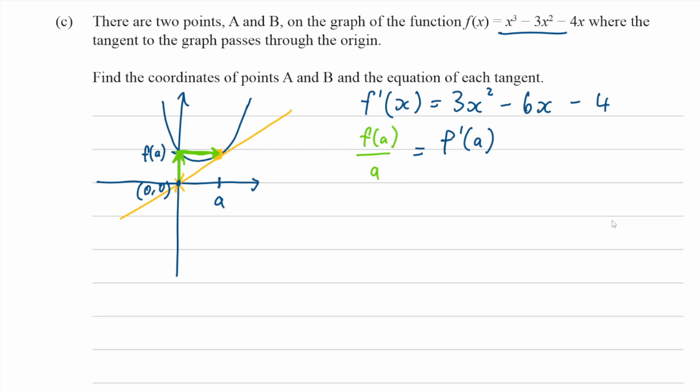But that gradient is also equal to the gradient of the function at that same point. Right, that's the definition of a tangent line. It has the same gradient as the function at the point that it intersects. And that gradient is given by the gradient function f prime, right, where the input is the x value. In this case, that x value is a. And that's all we need to answer this problem.